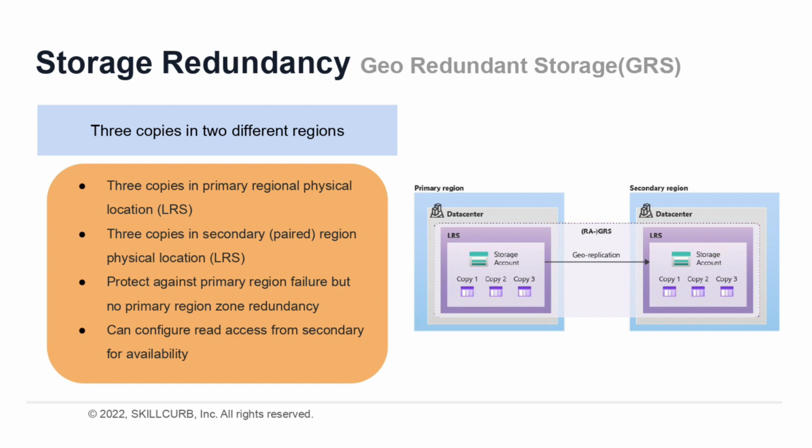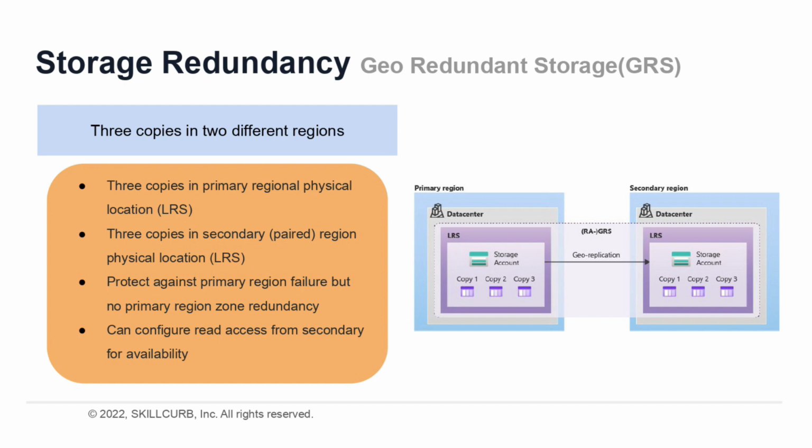This increases our reliability in that it helps protect against a primary region failure. In other words, if region 1 becomes unavailable, Azure storage will then fail over to region 2. However, it does not give us zone redundancy in our primary region because, again, we are working within the LRS single zone redundancy option in that primary region.